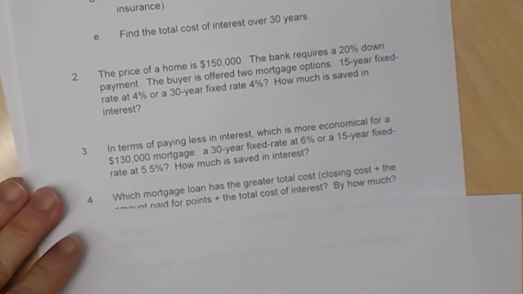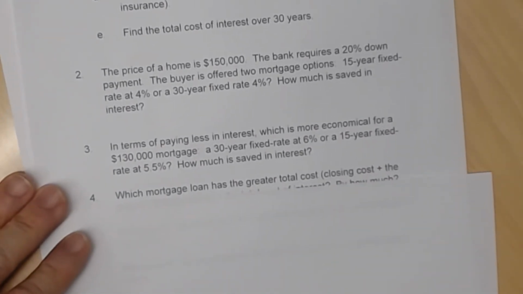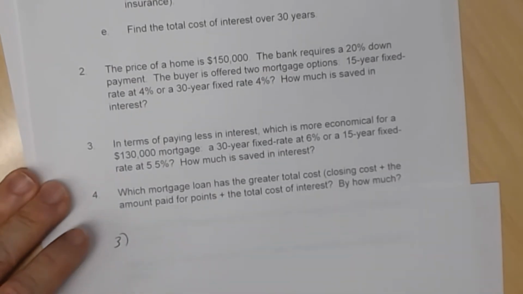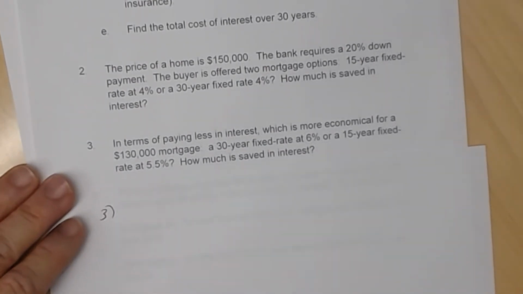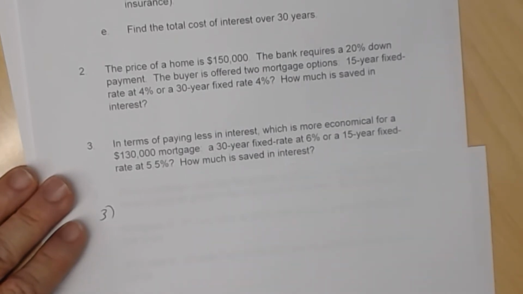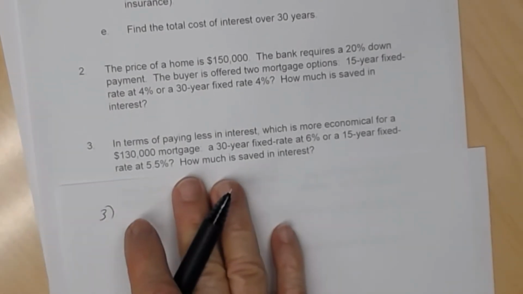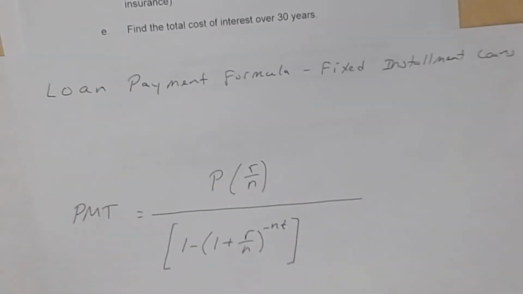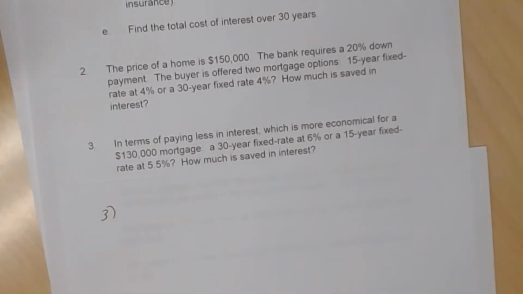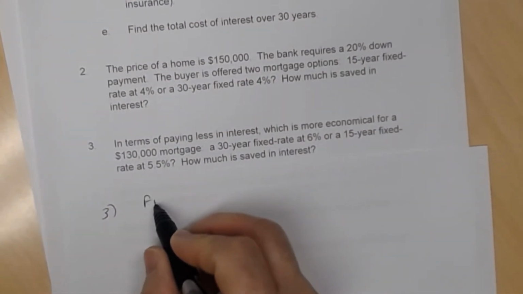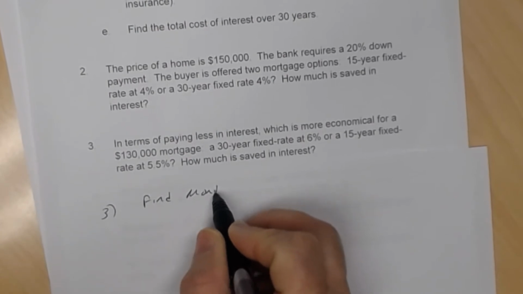All right, so number 3, you have, in terms of paying less in interest, which is more economical for a $130,000 mortgage, a 30-year fixed rate at 6% or a 15-year fixed rate at 5.5%. All right, so first of all, since I don't have to deal with a down payment, let's just go directly to the monthly payment. Let's find the monthly payment.